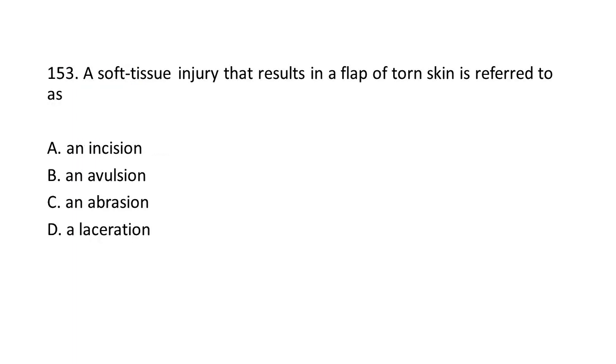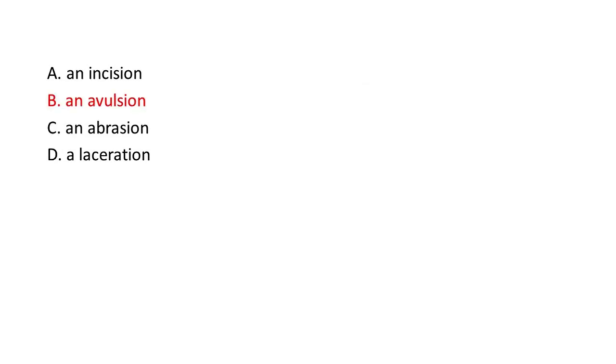153. A soft tissue injury that results in a flap of torn skin is referred to as A. An incision. B. An avulsion. C. An abrasion. D. A laceration. The answer is B. An avulsion.